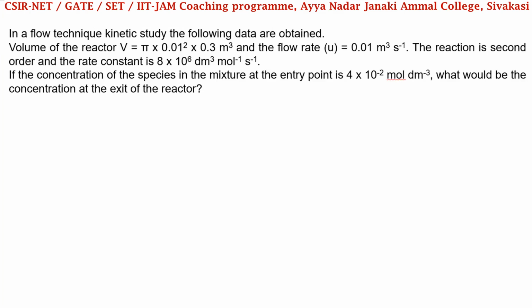In a flow technique kinetic study, take down this problem. In a flow technique kinetic study, the following data are obtained. The volume of the reactor is given by pi into 0.01 square into 0.3 meter cube. What is this? It is nothing but the cylinder, pi r square h, you have seen it, and they have written it like this. Don't be afraid of it. It is a cylindrical reactor, 0.3 meter cube, and the flow rate U is equal to 0.01 meter cube per second.